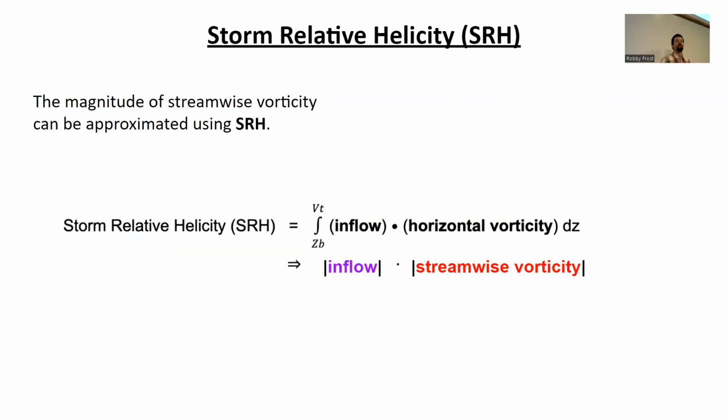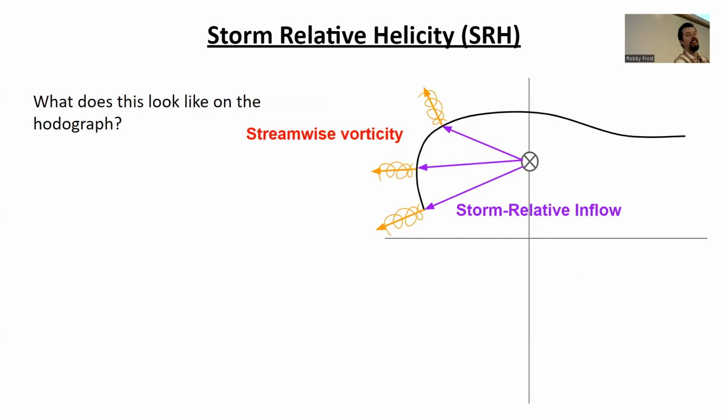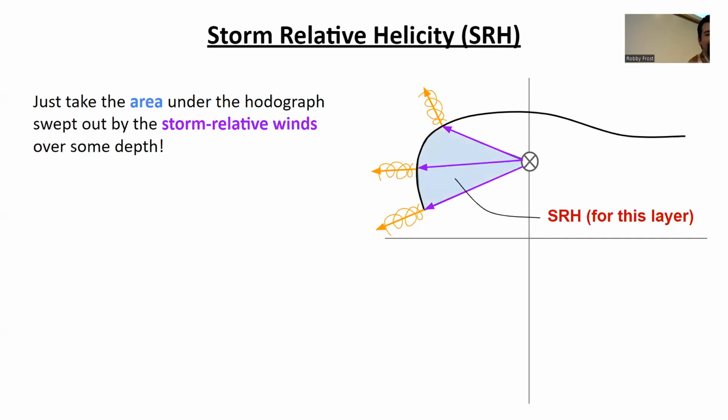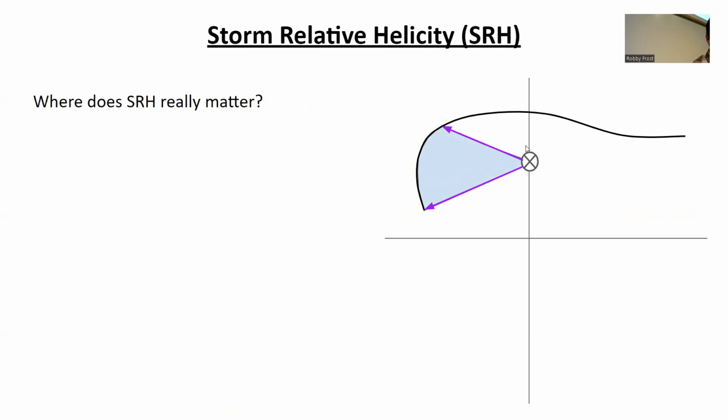So the magnitude of streamwise vorticity can be approximated using SRH, which is a product of the storm relative inflow and streamwise vorticity. It started as a way to gauge the transport of streamwise vorticity into a storm. And it is the area under a hodograph. You can color this in, and this is an easy way to view it on the hodograph. It depends on what depth we want to look at, right? Let's say we want just 0 to 1, we do that, 0 to 3, we do something higher like that.